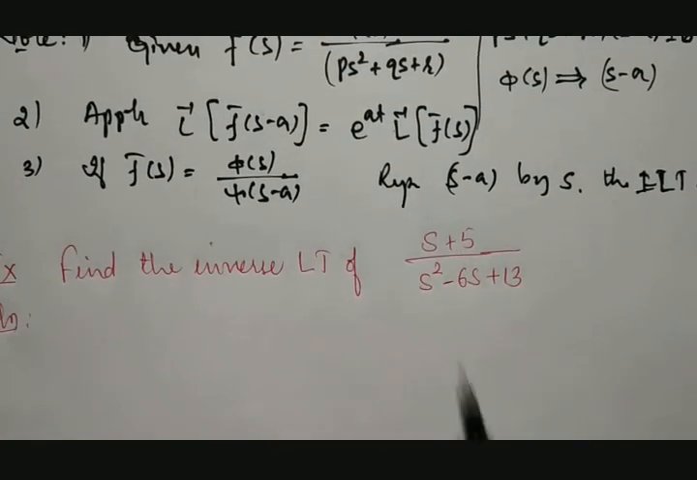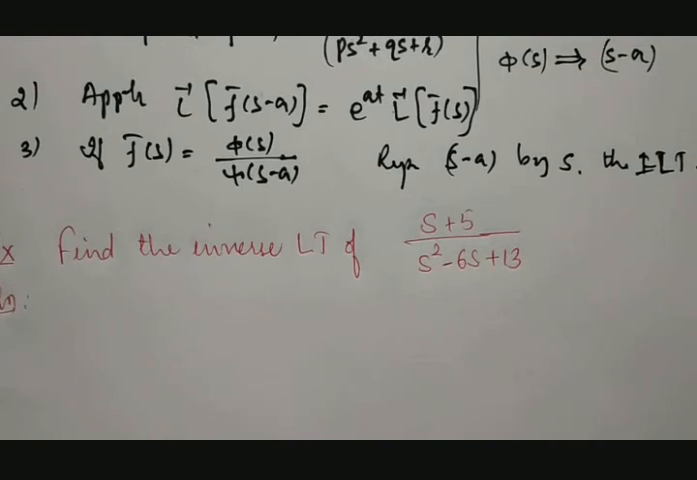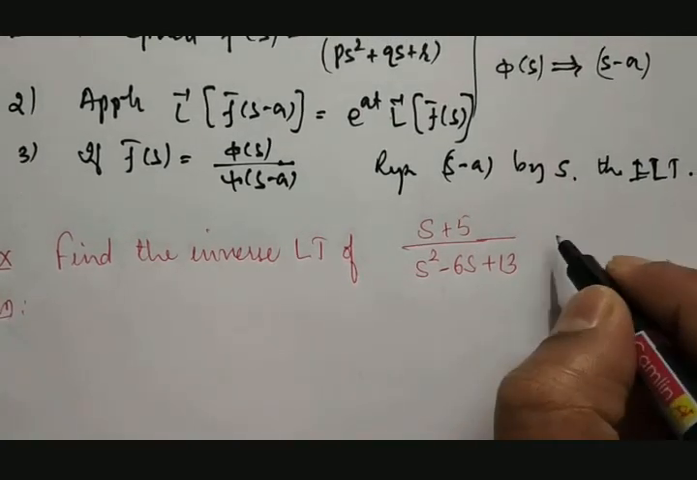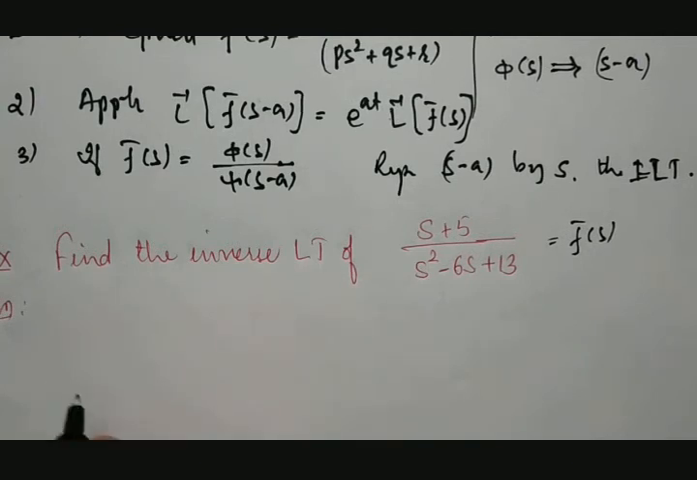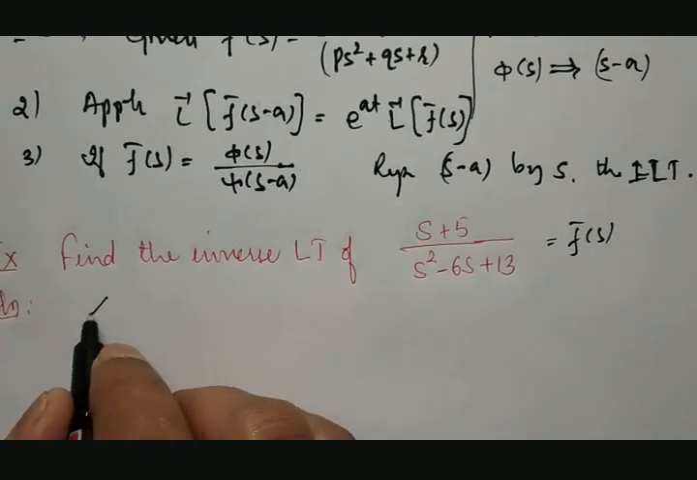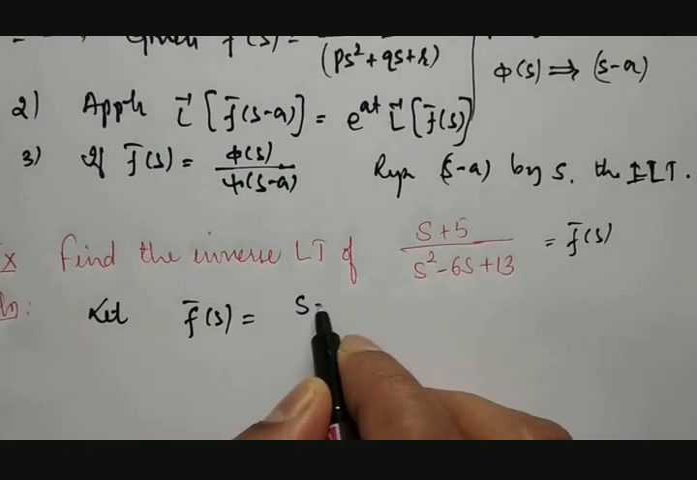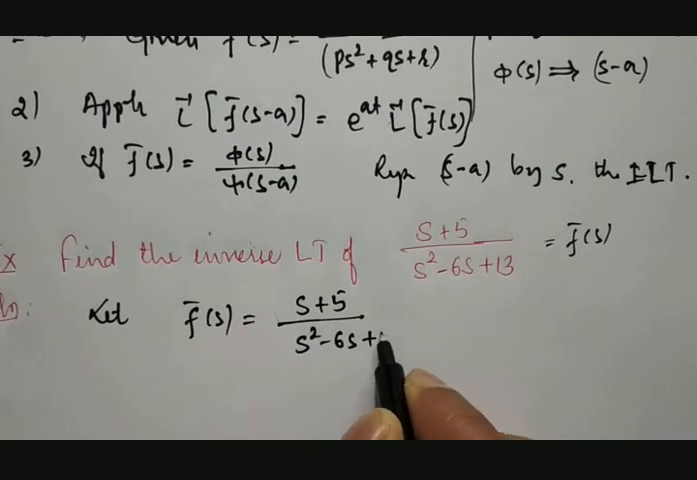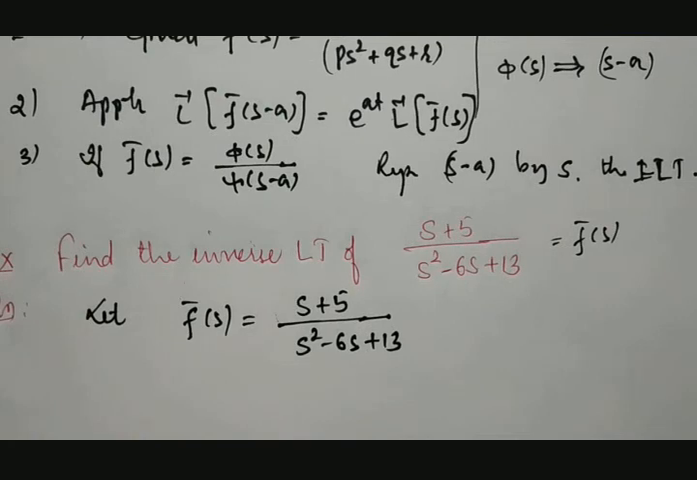This is also something like that only. So here we have to consider first one result as pi of s and the other result as a quadratic equation. Means very first, this will be treated as f bar of s. Okay. Then we'll take let f bar of s is equal to s plus 5 divided by s square minus 6s plus 13.